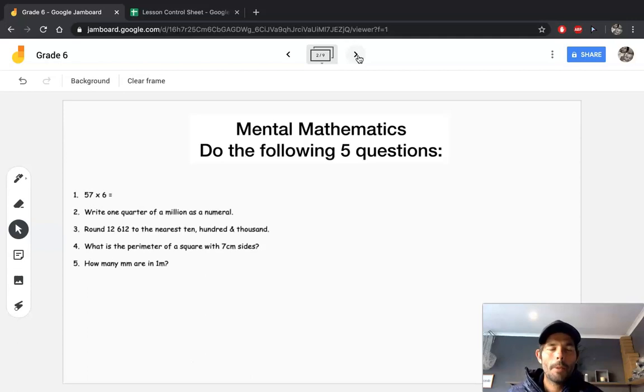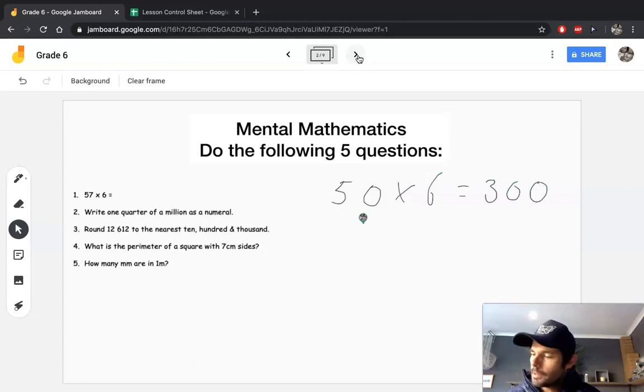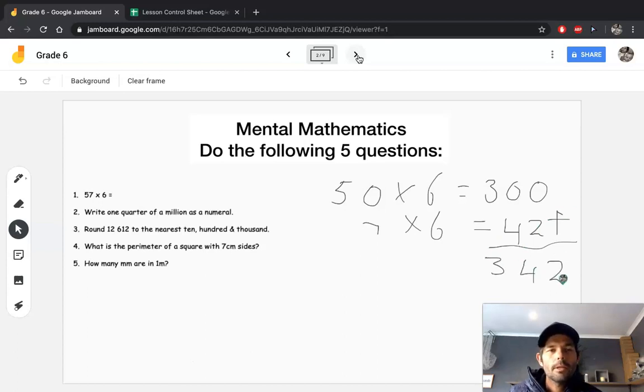So 57 times 6, so there's so many different ways that you can do this. You can do the standard column method, you can do the split method, you can do the compensation method, you can do the doubling and halving method. Okay, so the split method, I would say 50 multiplied by 6 is 300. And then the 7 multiplied by 6 is 42. Okay, and then I just need to add 300 and the 42, and that gives me 342. Okay, so that's just one of the methods that you could have used to work that question out.